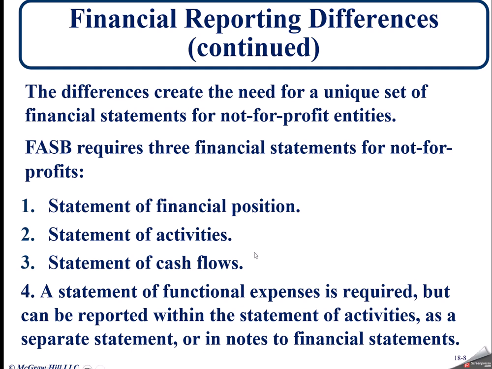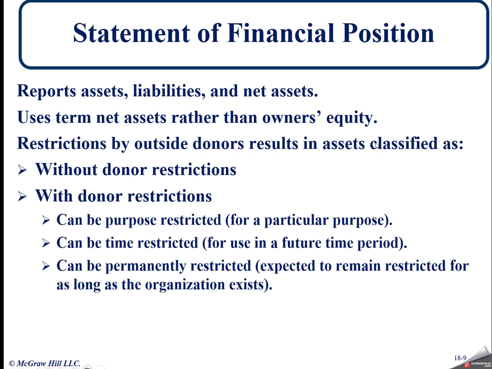So these are our financial statements that are prepared for a not-for-profit. There's a statement of financial position, which would be very comparable to the balance sheet for a for-profit. There's a statement of activities, which would be very comparable to the income statement. And then the statement of cash flows, which would be the statement of cash flows. The statement of functional expenses is required, but it can be part of the statement of activities and included in that. So then we go through them one at a time.